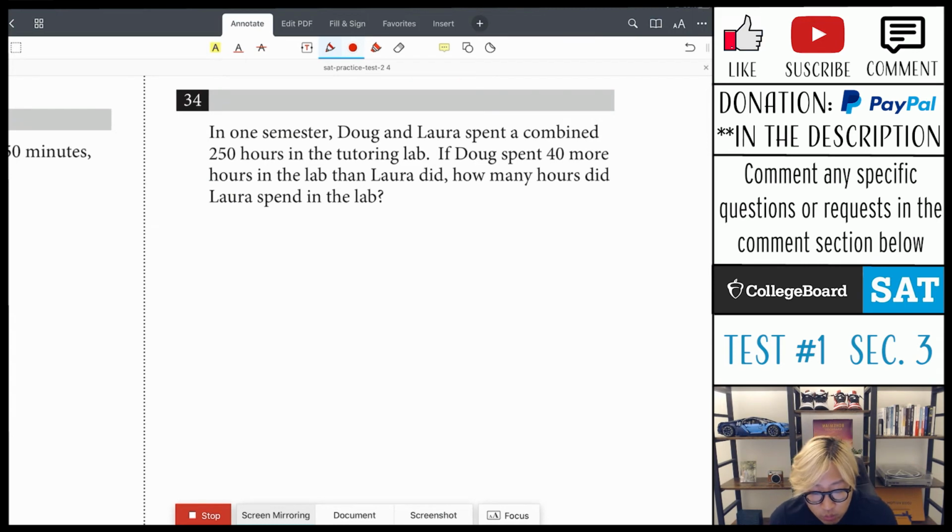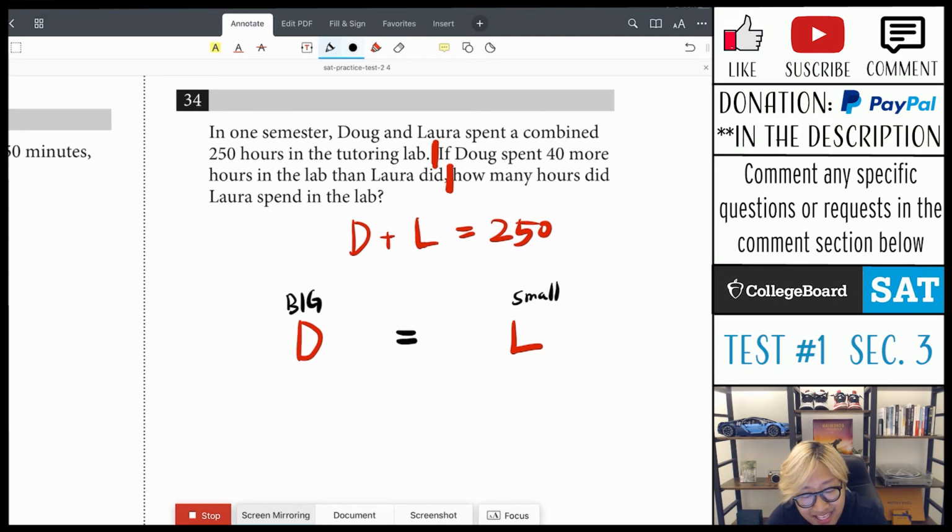Number 34. In one semester, Doug and Laura spent a combined 250 hours in the tutoring lab. So Doug and Laura together is 250. If Doug spent 40 more hours in the lab than Laura did, so if you want to set them equal, who's going to need that buff? Laura, the small, needs the buff. So you have to put that plus 40 on the small so that small plus something can equal the big. How many hours did Laura spend in the lab? So we're interested in finding the L.